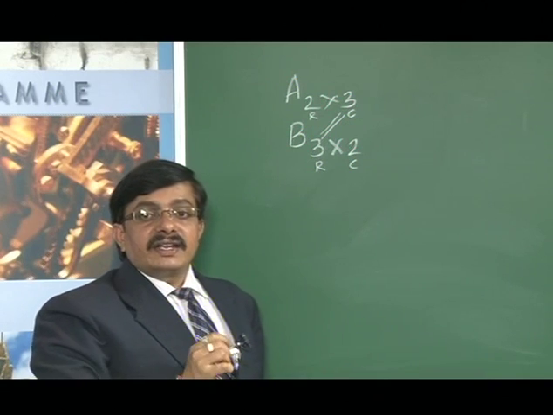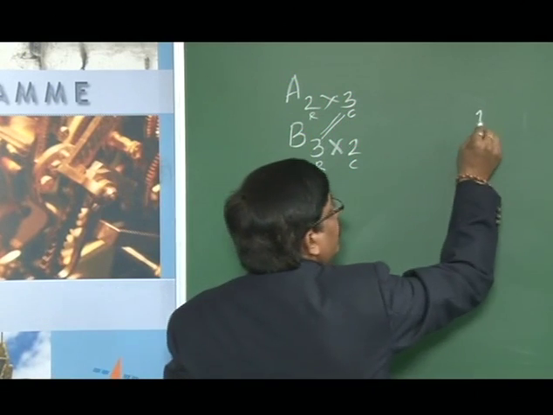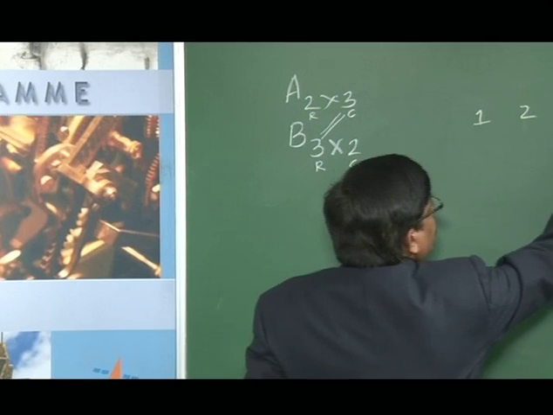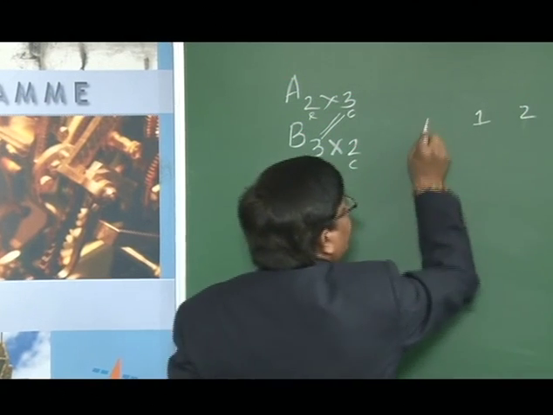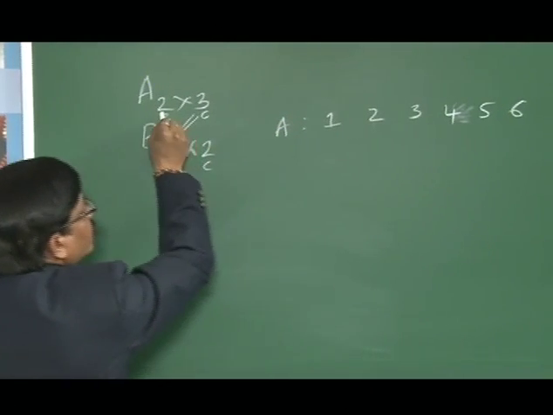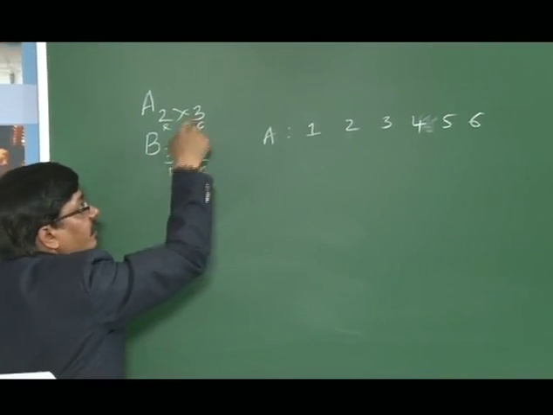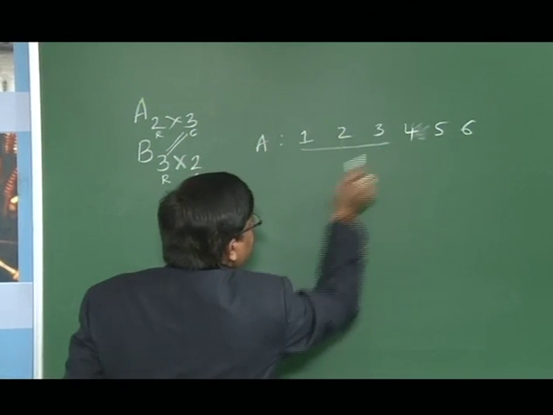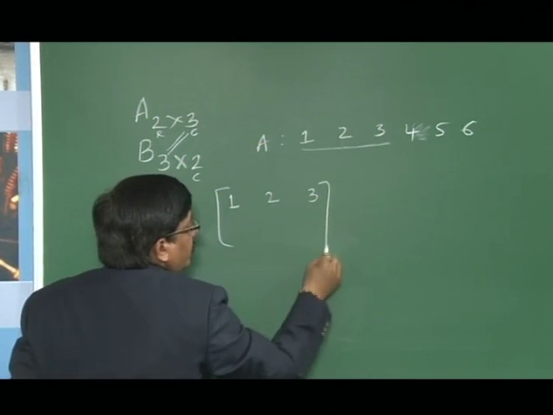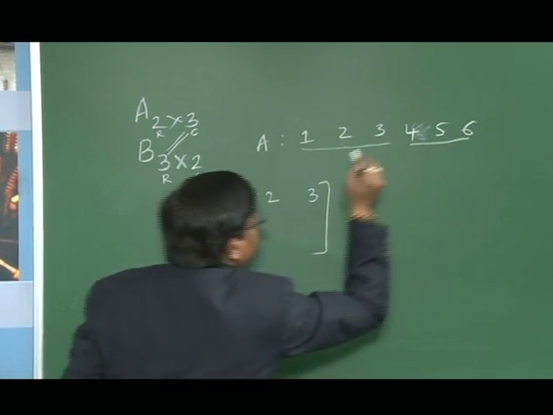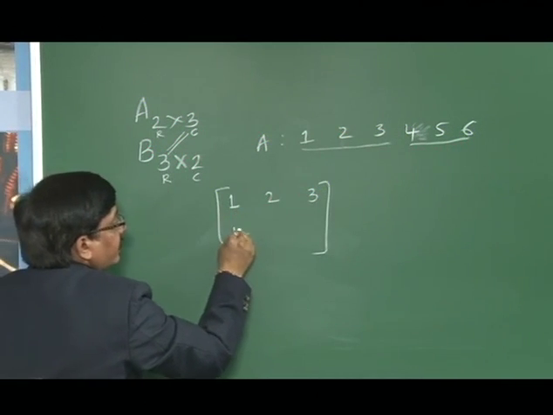So when I am entering the elements there, I am entering 1, 2, 3, 4, 5, 6. These are the elements of matrix A. Since we have 2 rows and 3 columns, in each row we have 3 columns. So the first 3 elements correspond to the first row, and immediately the next elements correspond to the second row. So that is the reason.